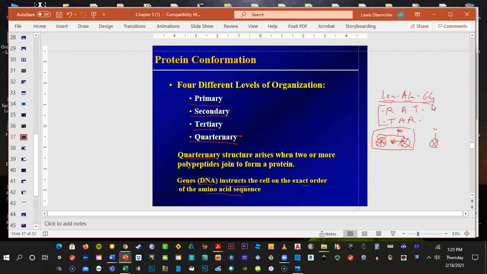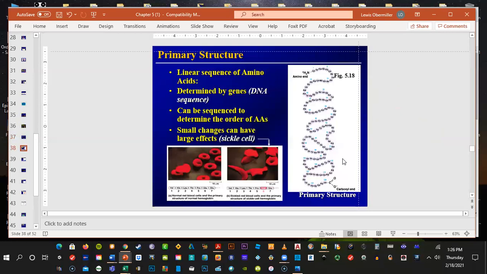And it's the same thing that your body does. So the order of these amino acids are super important to instruct your cells what to make, whether it's hemoglobin or collagen or insulin, any other kind of protein. Okay, so the primary structure is the linear sequence of amino acids, right? Remember, this is determined by genes.